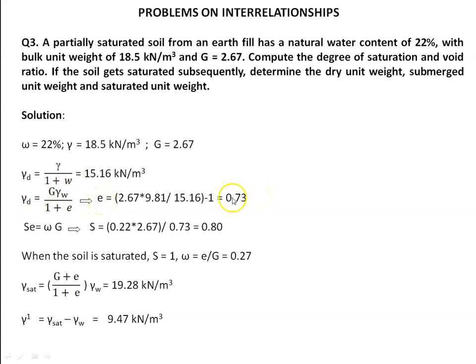Then using the interrelationship S = wG, we can estimate the degree of saturation. Then when the soil is saturated, that is the degree of saturation is 1, we can find the water content, which is equal to e/G, that is 0.27.